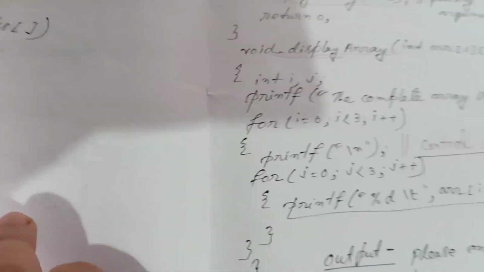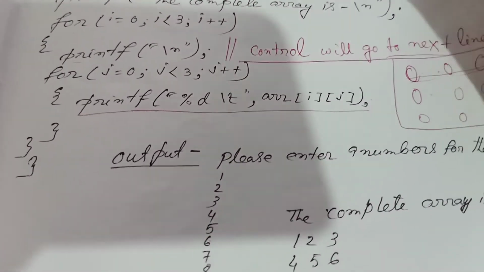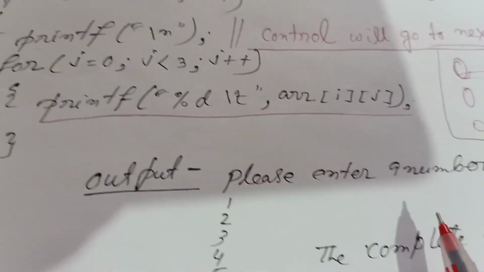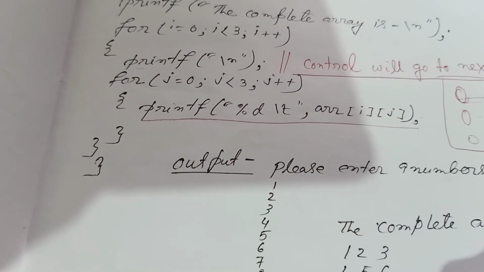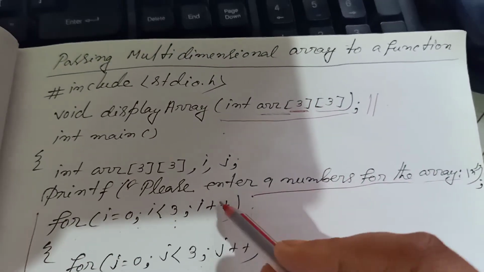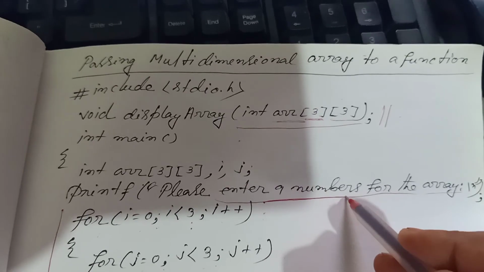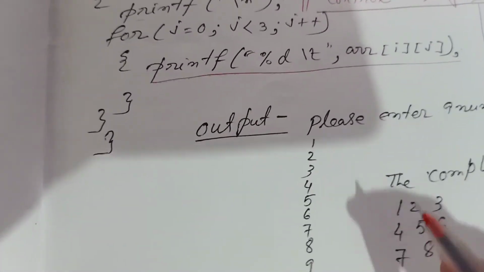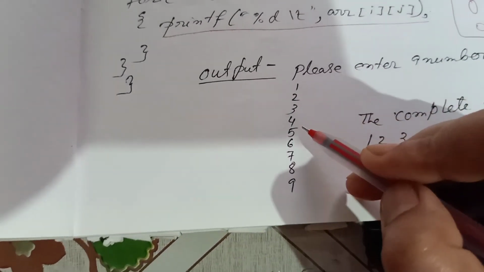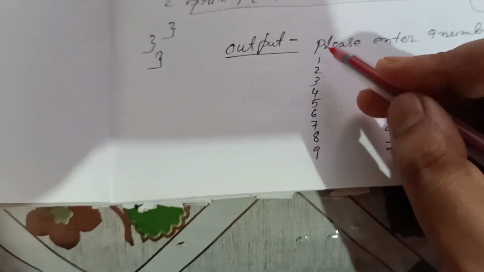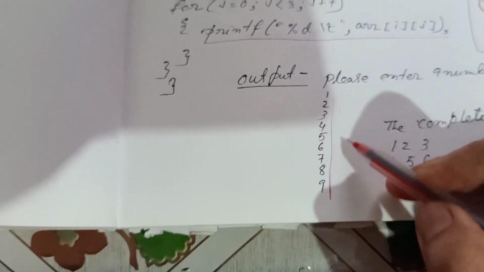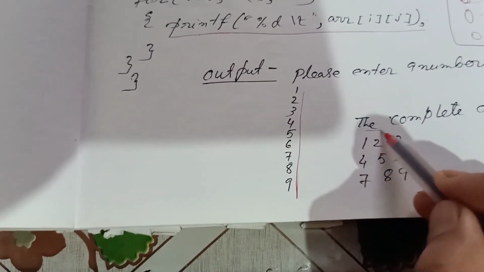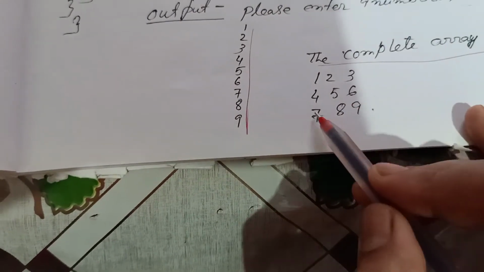So what are we getting in the output? We are getting, please enter 9 numbers for the array. Where are we getting this line? In the main function we put this printf. So we are putting 1, 2, 3, 4, 5, 6, 7, 8, up to 9 as input. So the complete array should be like that: 1, 2, 3, 4, 5, 6, 7, 8, 9.